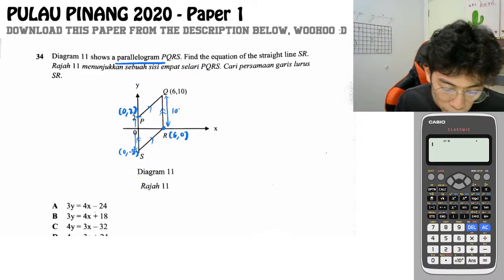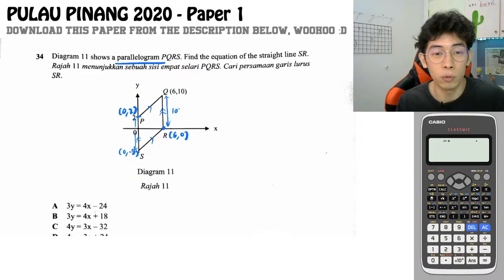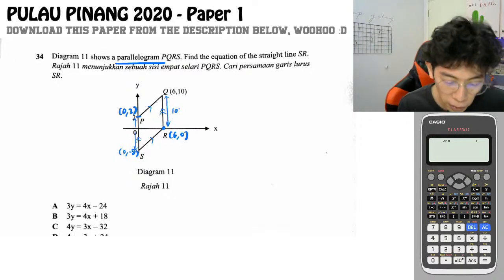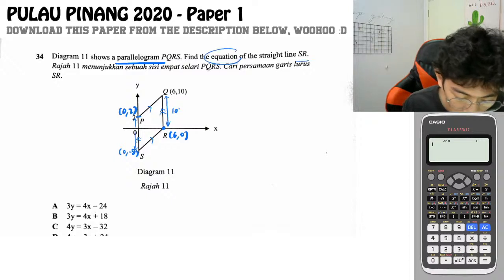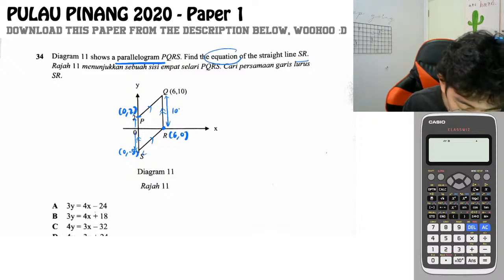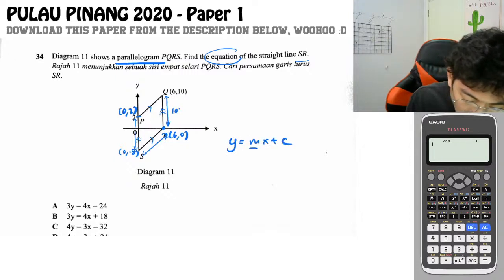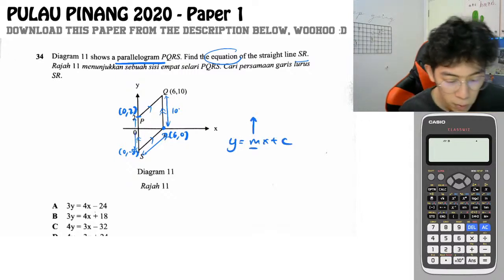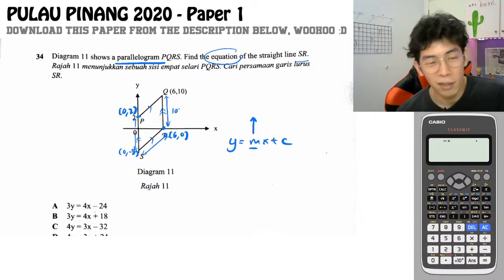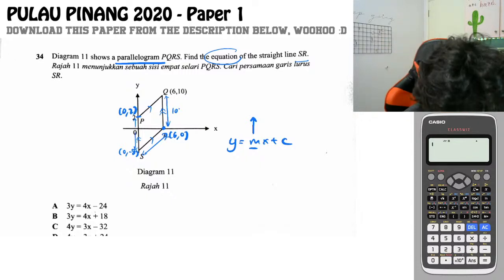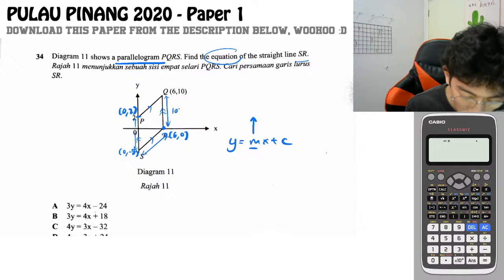Okay, so let's see what they want. By the way, they didn't ask us to put the coordinates. I just put it for fun only. Find the equation for SR. Y equals mx plus c, right? Get the gradient. Actually, you don't need the coordinates of 0, -8 and 6, 0 to get the gradient, but never mind, since I have it already, I use it.